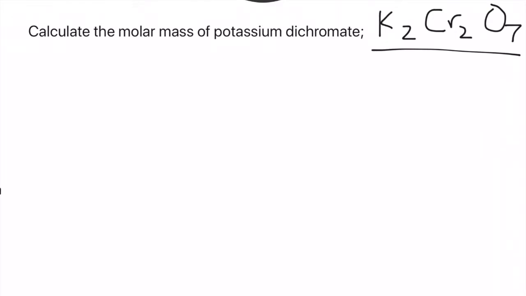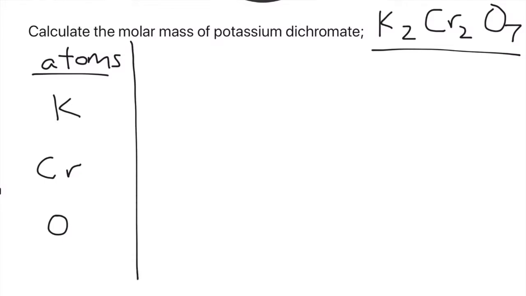So coming back to the question, we have our potassium dichromate. So I'm just going to start setting up the problem like this. So we'll first look at all the atoms we have. So we have potassium, chromium, and oxygen in this compound. Then we don't only have one of each, these subscripts, they're telling us that we have two potassiums, 2 chromiums, and 7 oxygens. So we have to take that into consideration as well.